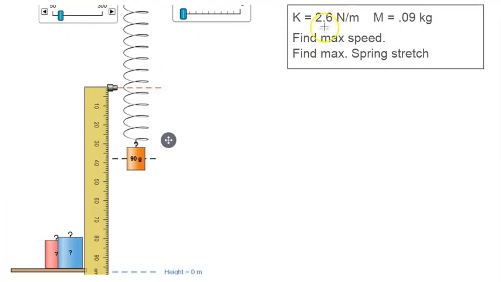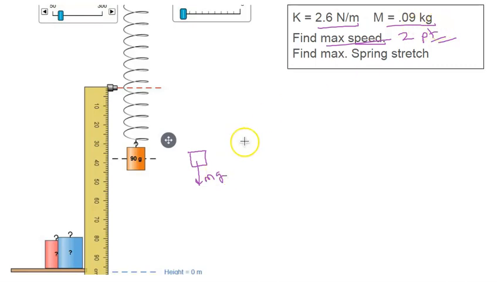Given the spring constant, given the mass, find the maximum speed. Again, this is a two-part problem. The first thing you have to do is find, and ignore that, that was part of the screenshot, the equilibrium point. I believe this is the equilibrium point. Doesn't matter, we can pretend like it is.